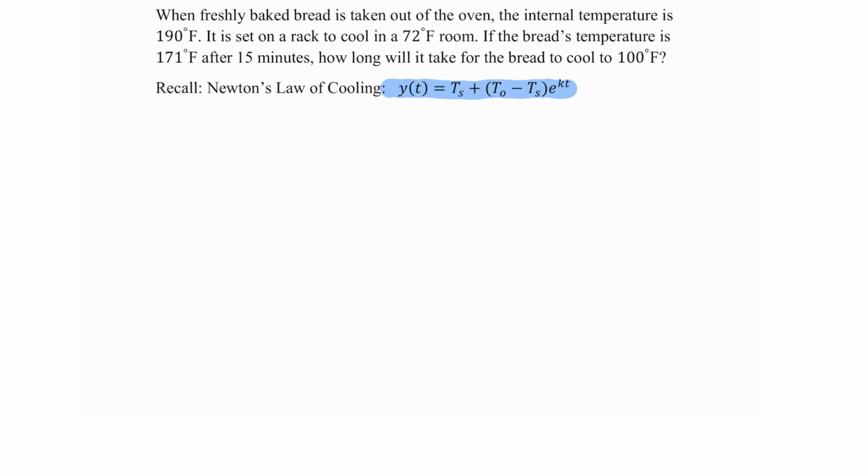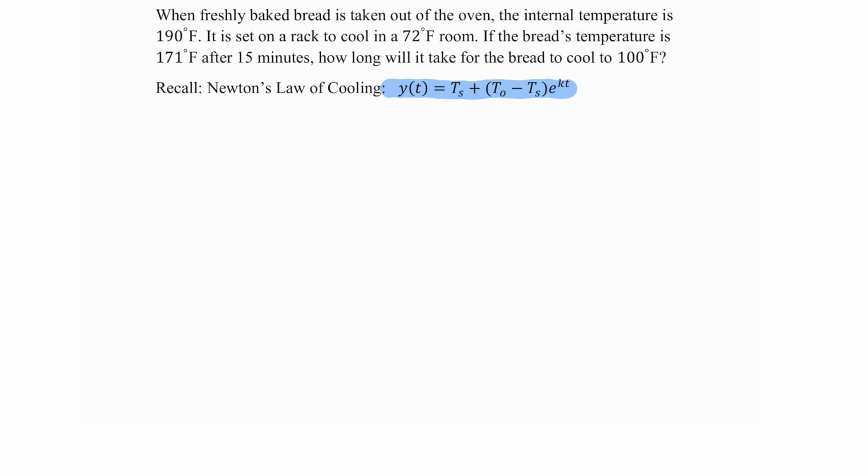So here we have: when freshly baked bread is taken out of an oven, the internal temperature is 190 degrees Fahrenheit. It is set on a rack to cool in a 72 degree Fahrenheit room. If the bread's temperature is 171 degrees Fahrenheit after 15 minutes, how long will it take for the bread to cool to 100 degrees Fahrenheit?